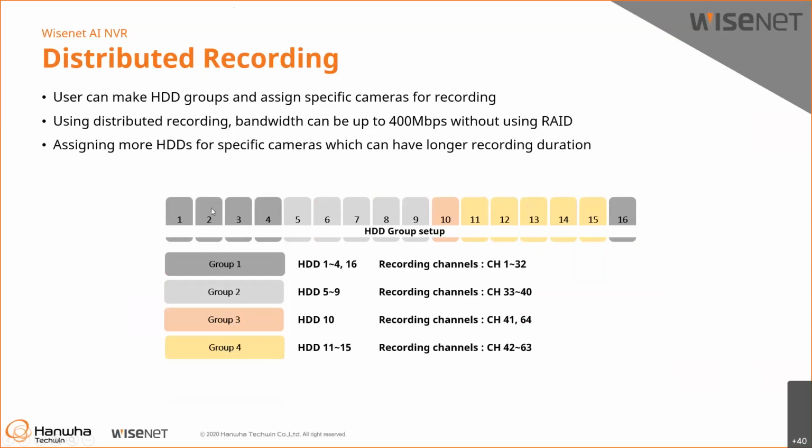In that case, the writing performance will be limited to 150 Mbps. But if you make a group of hard drives, then recording will be done to multiple hard drives simultaneously. That means it will increase the recording performance. So at that time you can achieve 400 Mbps for recording without using RAID.